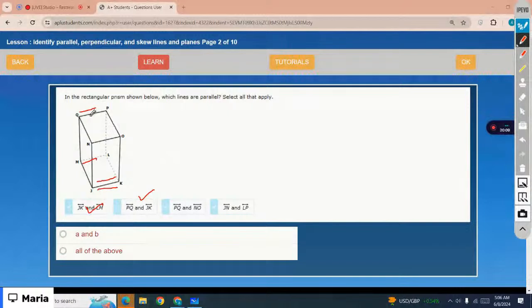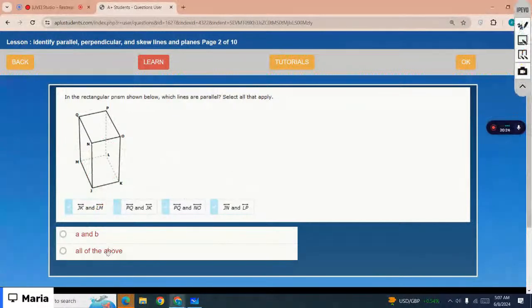PQ and NO. They are also parallel. JN and LP. All of them are parallel. All of the above is the correct option. All the lines are parallel. So the correct option is all of the above.